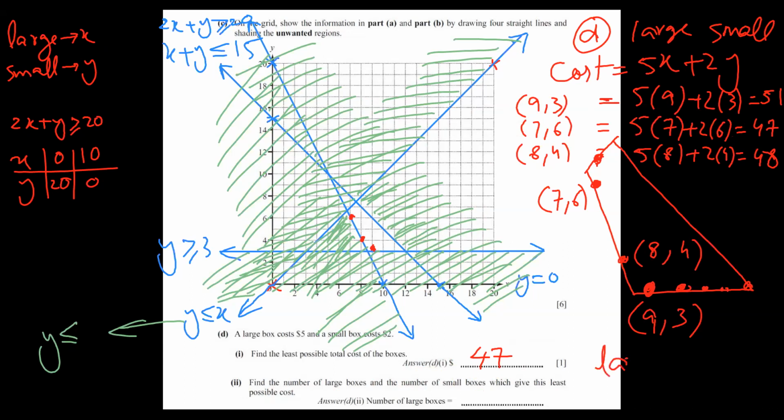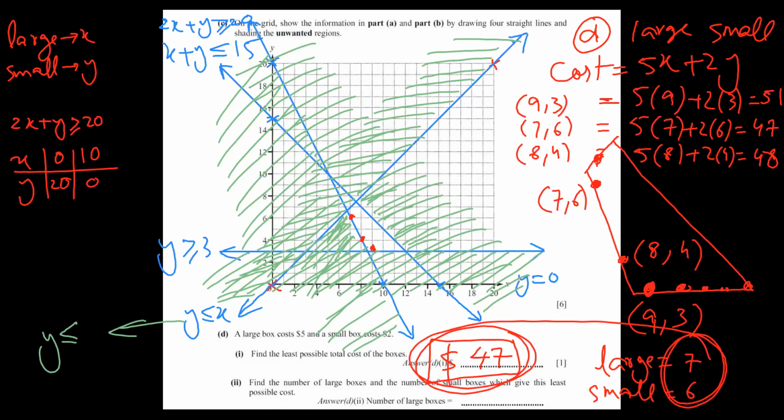So I'm writing here: large boxes are 7, and Y is the small coordinate, so I write here small. So small boxes are 6. I think the idea is very, very clear. And $47 is my least cost, which is only possible when I buy 7 large boxes and 6 small boxes. When I buy this, all my books will be adjusted in the boxes clearly. So Alhamdulillah Rabbil Alameen, the question is completely finished.